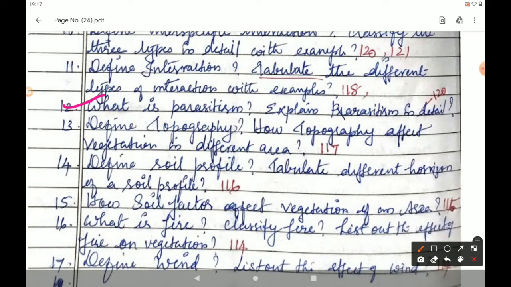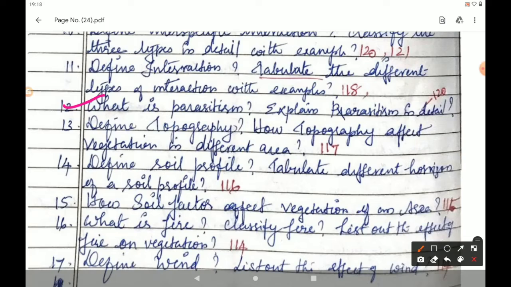Holoparasites or parasites which depend upon the host plant for their entire nutrition are called holoparasites. It is always called total parasite. Cuscuta is a total stem parasite. Balanophora is a root parasite. Student, this is very, very important for 1 mark question. Which one is stem parasite? Cuscuta is a total stem parasite and Balanophora is a total root parasite.